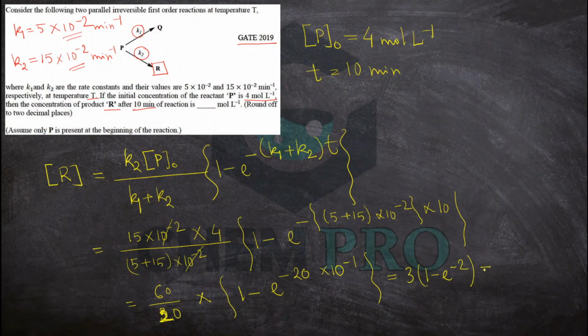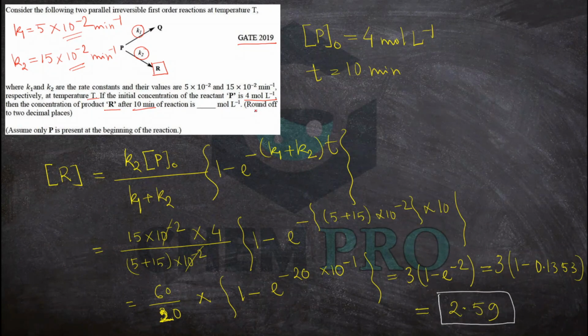By putting the value of e to the power minus 2, we get 1 minus 0.1353. Then ultimately the answer is 2.59. Okay, this is the answer. It is given that we have to round to 2 decimal places for the concentration of R. So here the concentration of R is 2.59. This is the final answer.